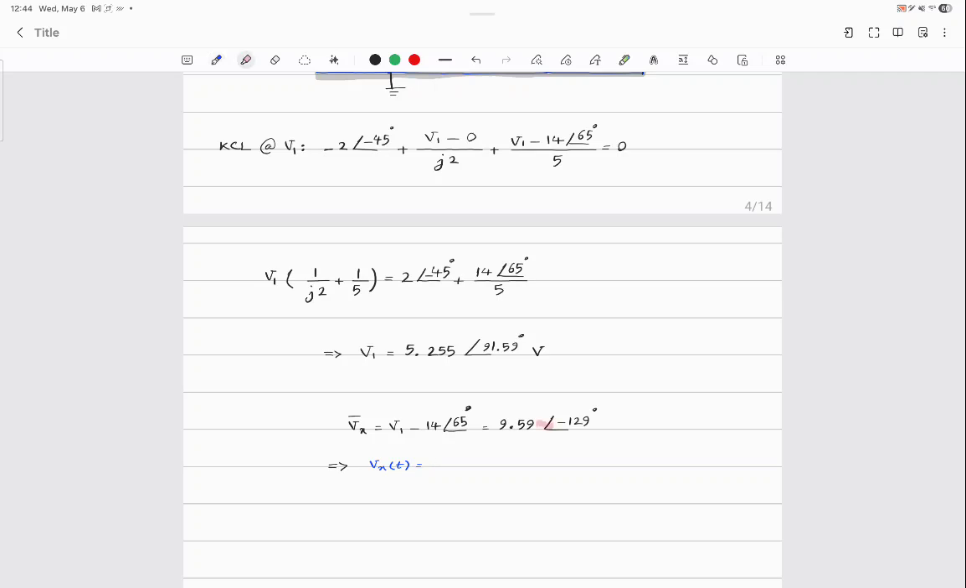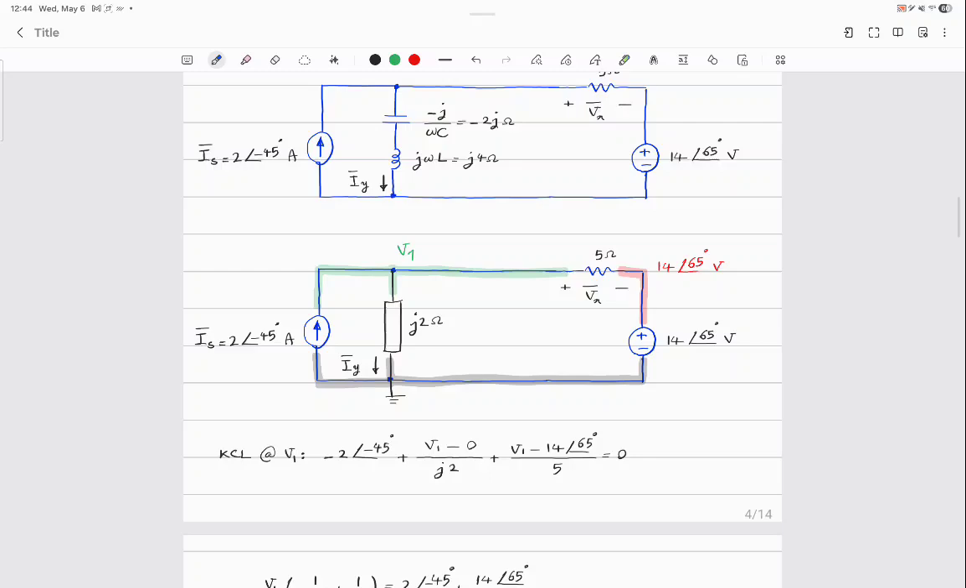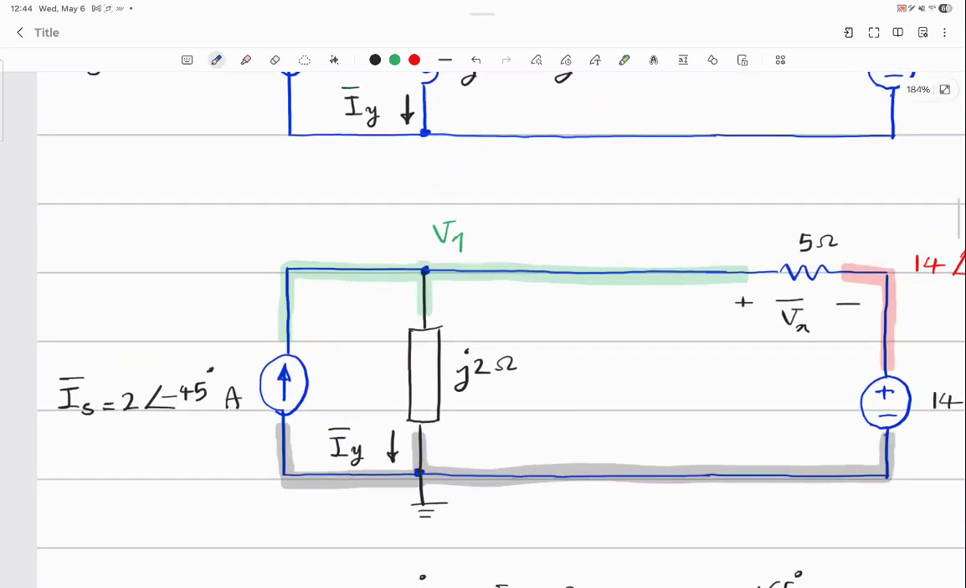Focus on these two guys, this and this. So the first one is the amplitude, the second one is the phase. So what should I write? 9.59 cosine t... 129 degrees volts. That is it. Okay? Now, I need one more thing. What is that? IY. How do you find IY?